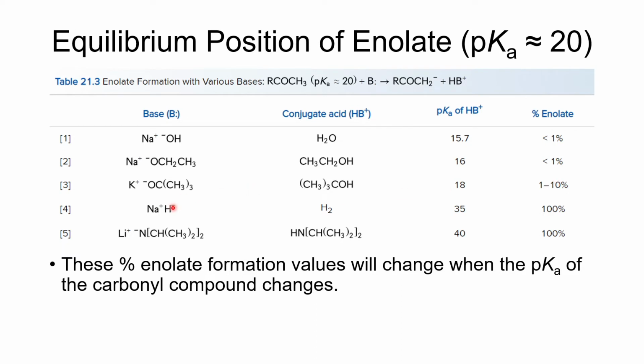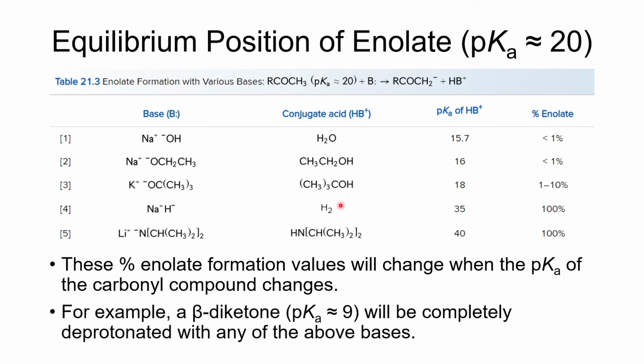And then if we go to very strong bases, so sodium hydride, its conjugate acid is H2, which has a pKa of around 35. With that number, 35 versus 20, it's going to be essentially 100% in the form of the enolate. In addition to this, when you use this, the hydrogen will just bubble right out of solution, so you won't really get an equilibrium. Once it reacts, it'll stay there.